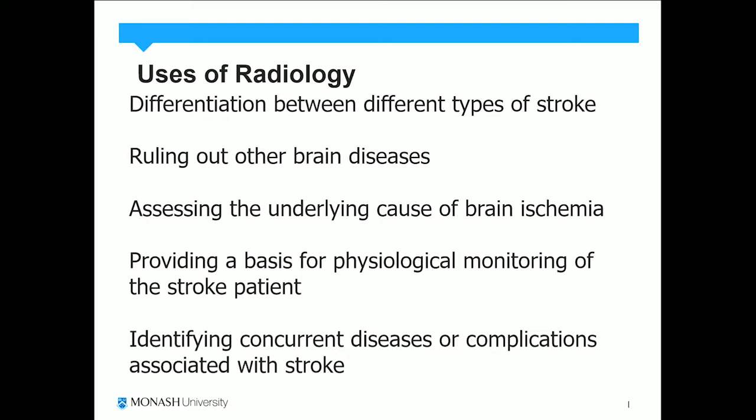So radiology is important because CT can differentiate between the different types of stroke. At the same time, it can rule out other brain diseases, and it can assess underlying causes for the reason why the patient is experiencing brain ischemia. In addition, it can provide a basis for physiological monitoring of a stroke patient, and can also be used to identify concurrent diseases or complications associated with stroke.